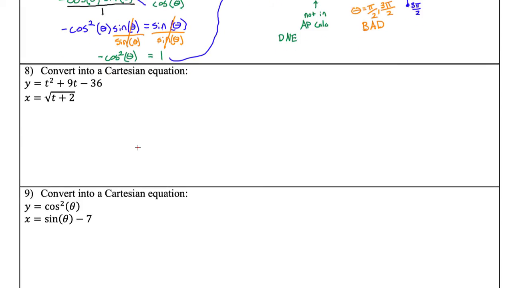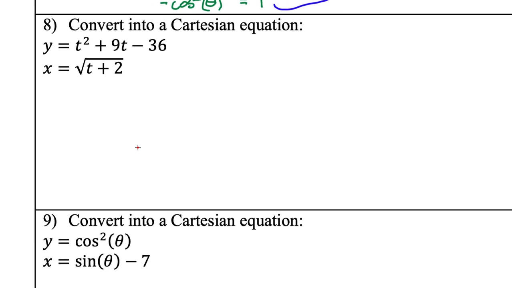Number 8, convert to a Cartesian equation. So whenever you're converting to Cartesian from, wow, I'm blanking on the word, parametric form, you just need to somehow get y equals something with x. So the general idea is solve one of these things for t. So solve for that t. Oh, there's 2 t's. Oh, this one only has 1 t, so let's solve for that one.